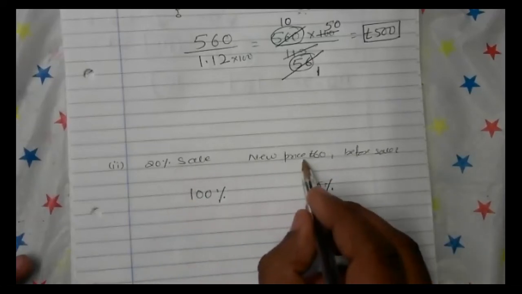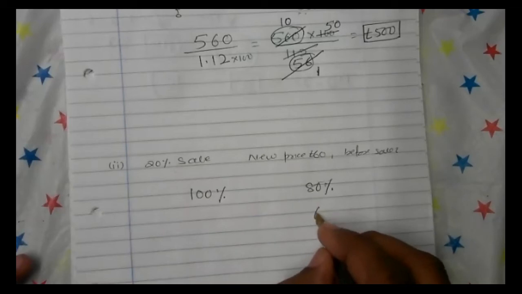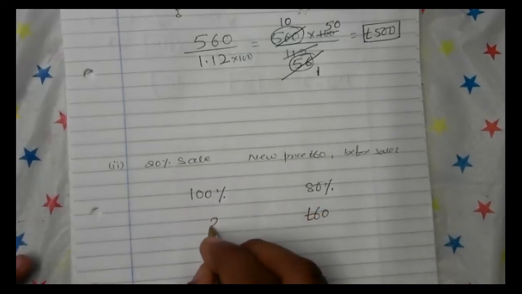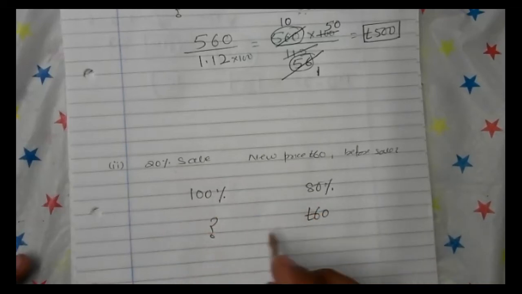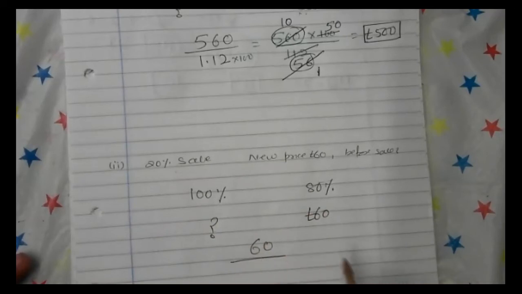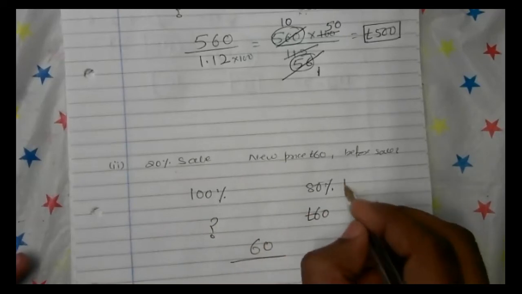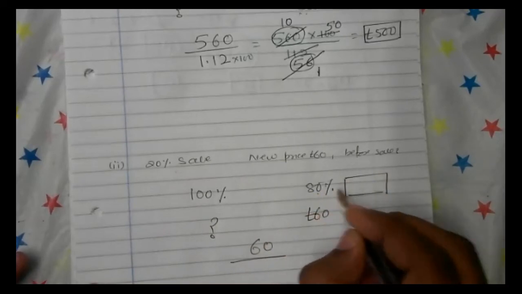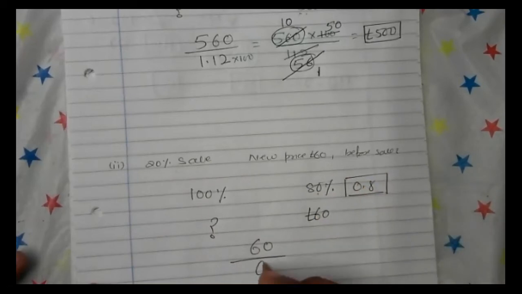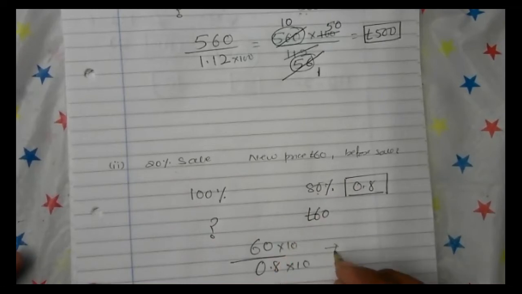Okay, the new price Malvika paid was £60, and we're going to work out the price before the sale. Once again, we're looking to divide something, 60 by something, and divide by what? The percentage equivalent to this, which is 0.8. Okay, ladies and gentlemen, you know what you're doing in this. Times this by 10, so times this by 10. That gives you 600 divided by 8. So I hope you can divide this.